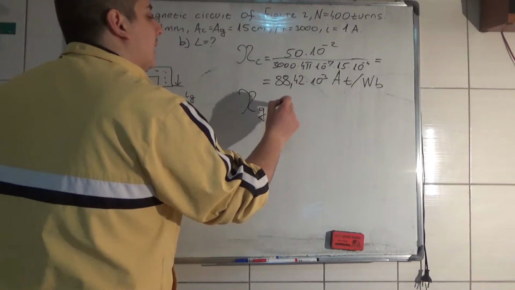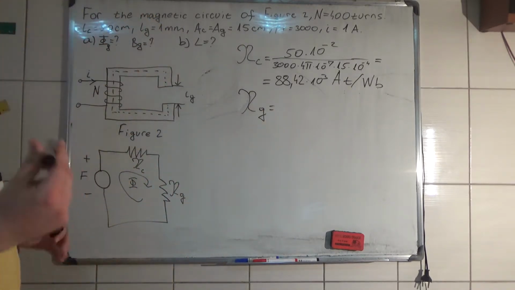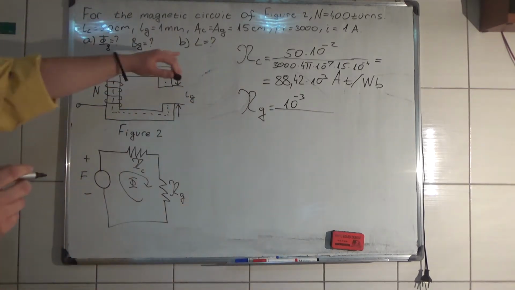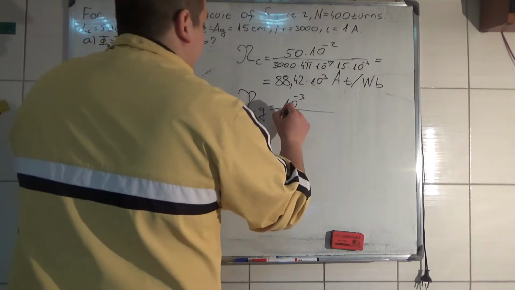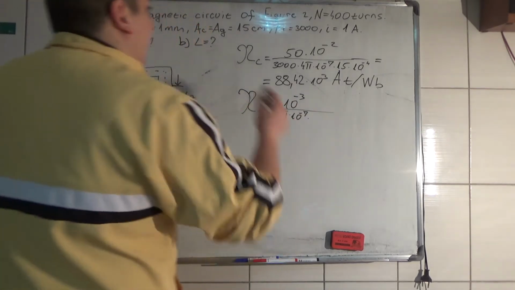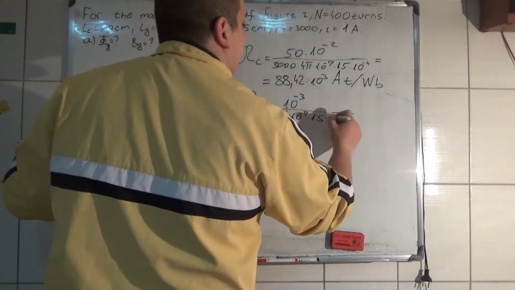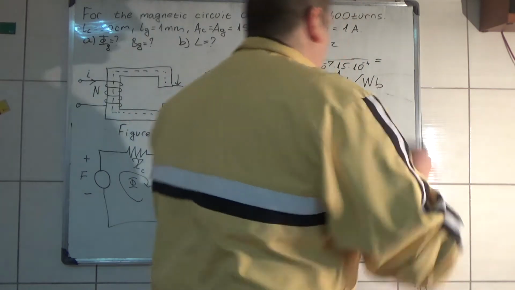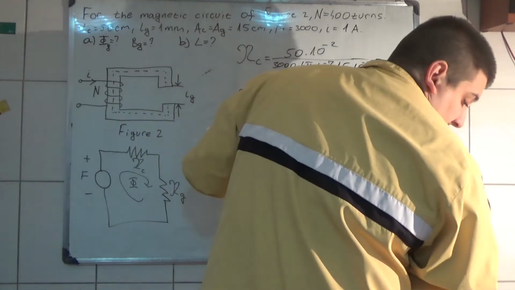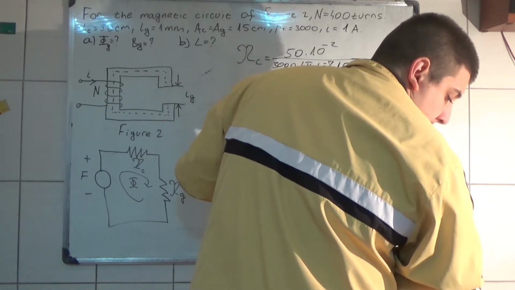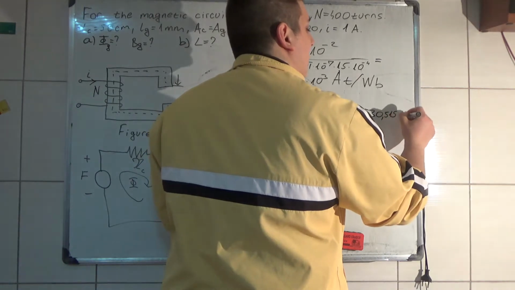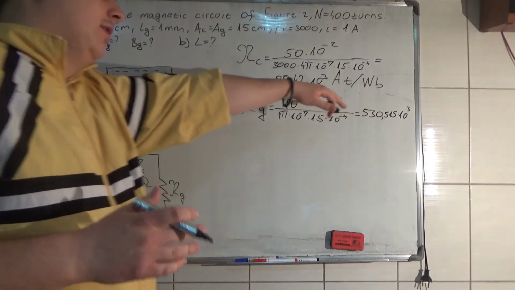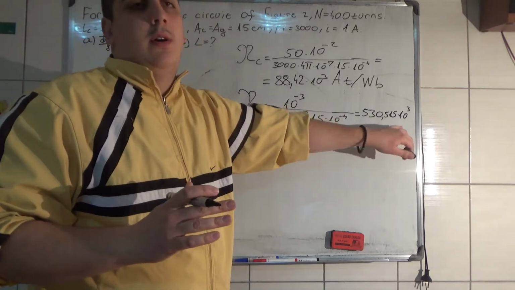And now we have to calculate the reluctance of the air gap, which is easy stuff to do. That is the length of the air gap, which is equal to 1 millimeter, and 1 millimeter is 10 to the minus 3 meters, divided by the permeability of the air, which is just mu 0, 4 pi 10 to the minus 7, times the area, 15 times 10 to the minus 4, and we get 530.515 times 10 to the third ampere turns divided by Weber. I don't have the room to put the unit.